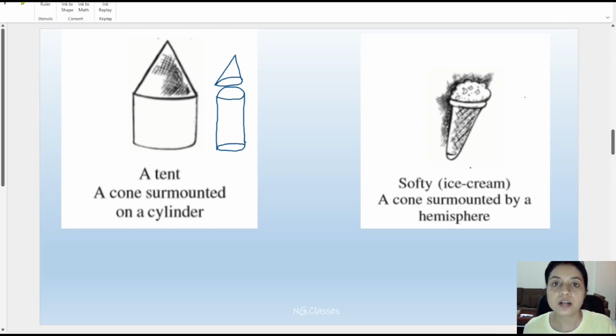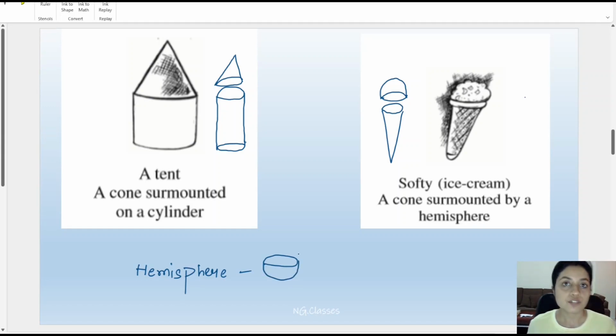Let's see the next one. The next figure is a softy ice cream. And this softy ice cream is a combination of a cone and a hemisphere. Now hemisphere means half of the sphere. When we cut the sphere exactly from the middle, then we get a hemisphere, which will look like this.